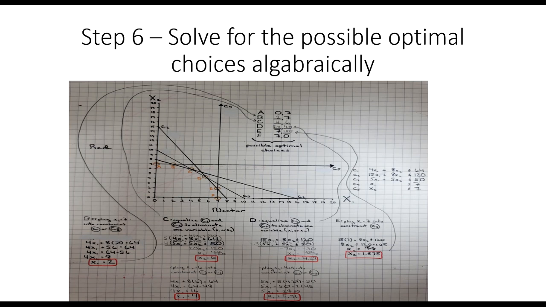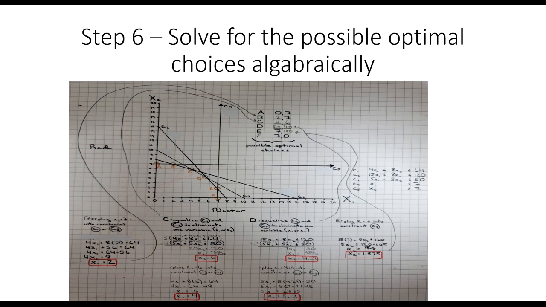Very simply, we come over here. We know it's between 5 and 6. 5.71 looks correct. So we take these two coordinates, x1 5.71, x2 4.29. We come up here, and we write them in.